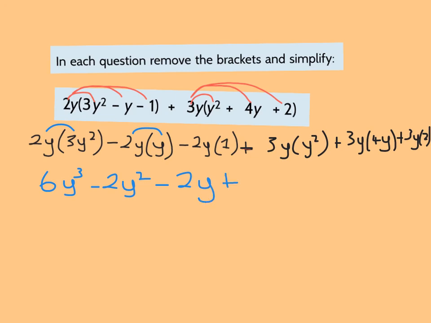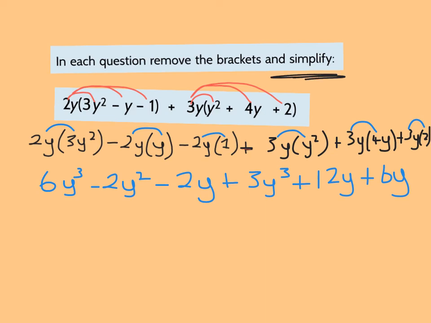Plus 3y by y squared. So 3y by y squared gives me 3y cubed. I have 3y by 4y. So that gives me plus 12y, and then finally you have 3y multiplied by 2, which gives me plus 6y. Okay, final part now. Let's look to simplify this. So we've just removed the brackets, that's the multiplication part. Now we're going to simplify.